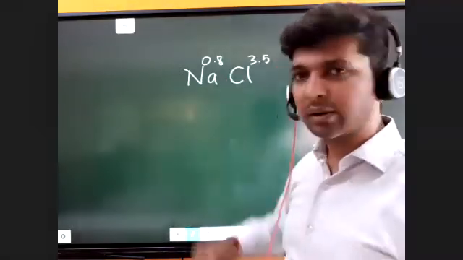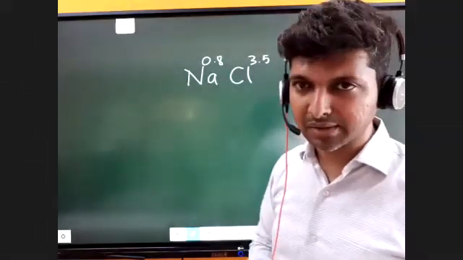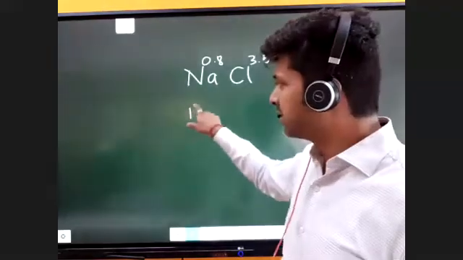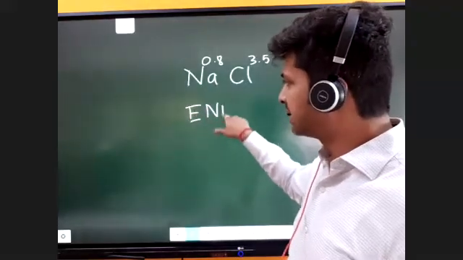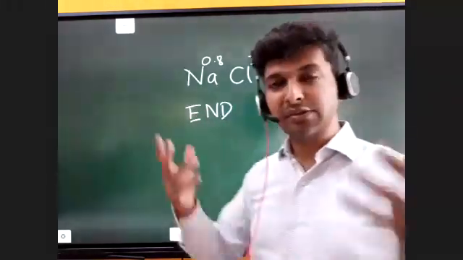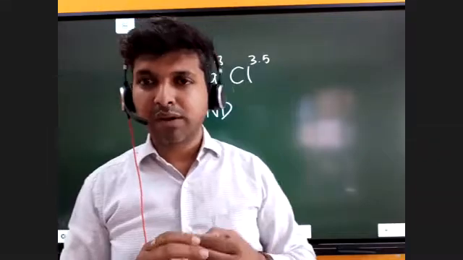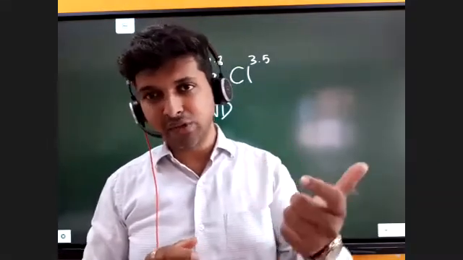So what is the electronegativity of sodium? 0.8. And of chlorine? 3.5. So if I find out the electronegativity difference, right? Now for some children it is going above the head. What are you doing? See, you have already done the ionic bond, but I am telling you some more extra features about ionic bond.